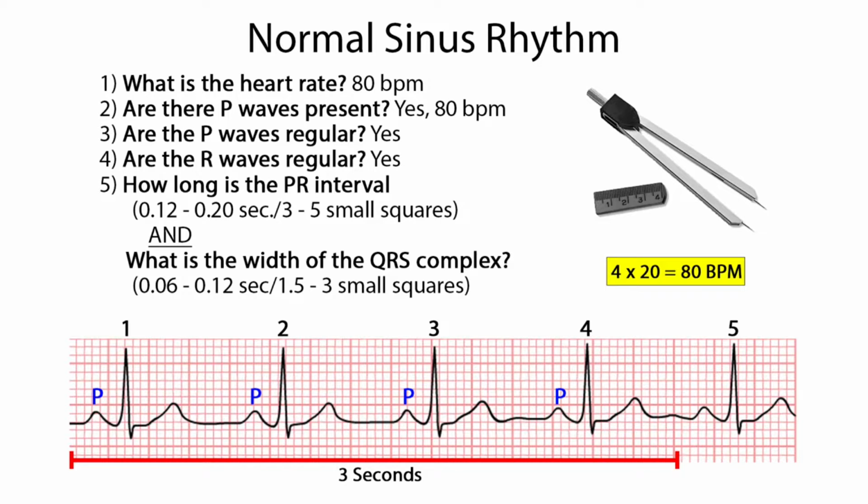And number 5, how long is the PR interval? It's normally 0.12 to 0.2 seconds, or 3 to 5 small squares. This represents the time it takes an impulse to travel from the sinus node to the ventricles. In this normal sinus rhythm, the PR interval does fall in the normal range. We also want to ask, what is the width of the QRS complex? This represents the contraction of the ventricles. They're normally 0.06 to 0.12 seconds, or 1.5 to 3 small squares, and the QRS complex is within the normal range here.